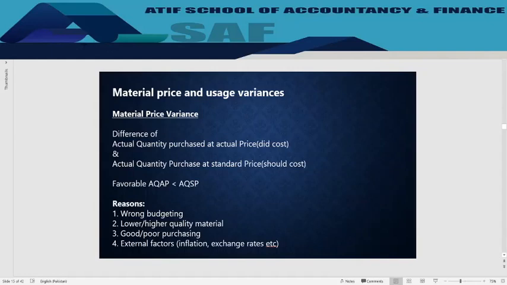Reasons of this type of variance are, first, wrong budgeting. Second, lower quality material or higher quality material is used than expectation, than standard. Third is good or poor purchasing. And fourth is external factors like inflation and exchange rates.